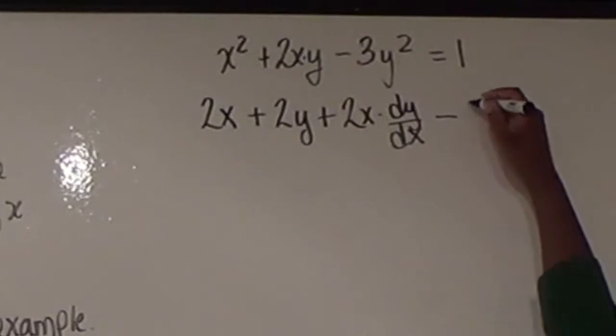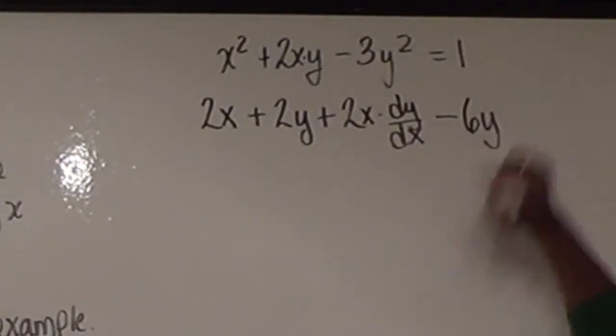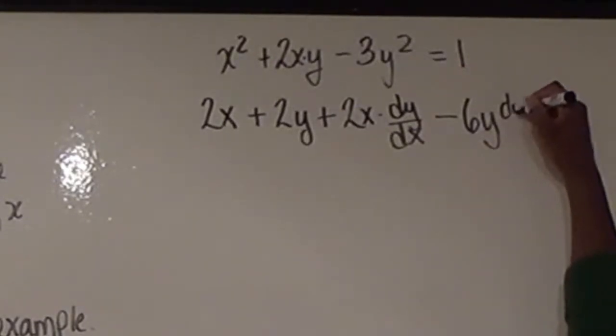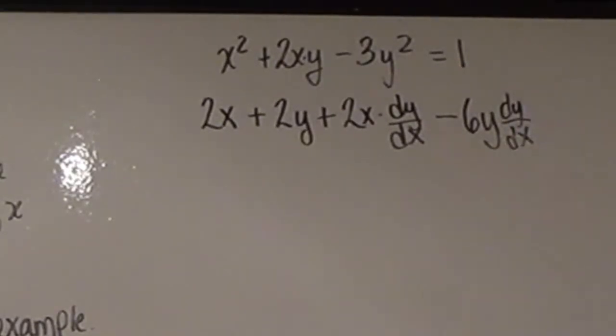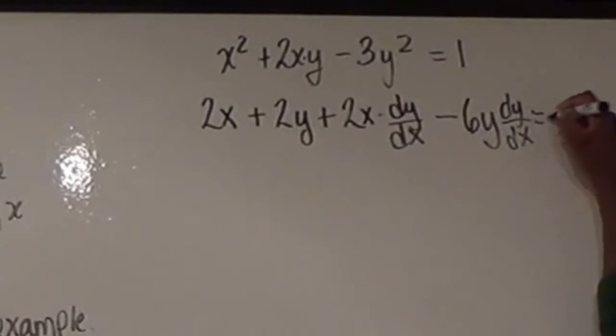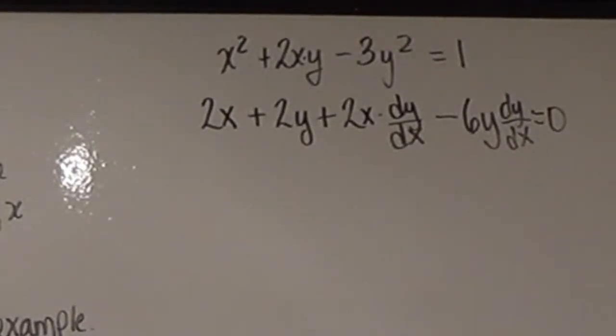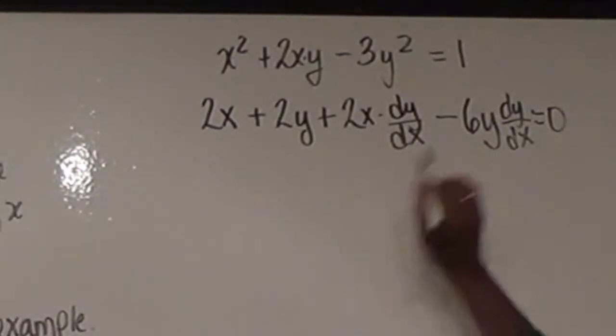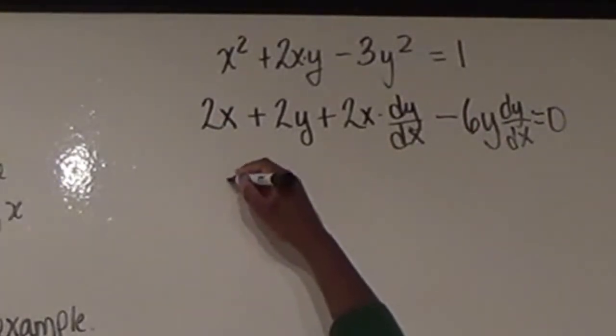For the 3y squared, again, we'll treat normally first. Bringing the 2 down, we'll get a 6y times our dy dx, and that's going to equal 0. Again, next we want to isolate the dy dx. Now in this example, I've got more than one dy dx term, so I'm going to get all the dy dx terms on one side.